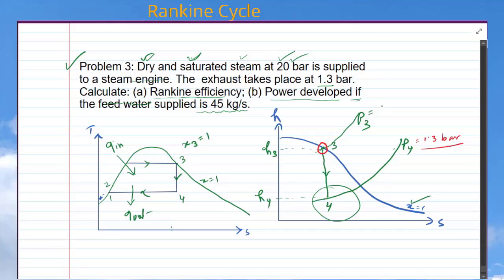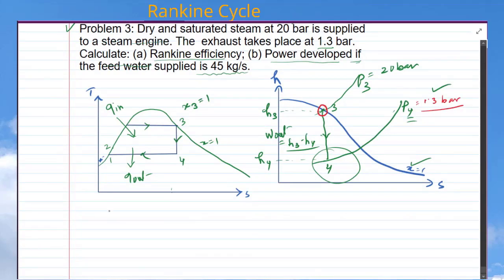P3 pressure is equal to 20 bar, and P4, the condenser pressure, is equal to 1.3 bar. So from 3 to 4 there will be a heat drop. So the work output W out is equal to H3 minus H4. You can write from the steam table, first at 20 bar pressure, we get some values.